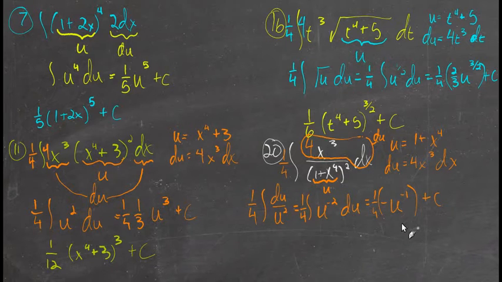So that does it for us. We're going to now go back into terms of x, and so we have -1/4 times u, which is 1 plus x to the 4th.